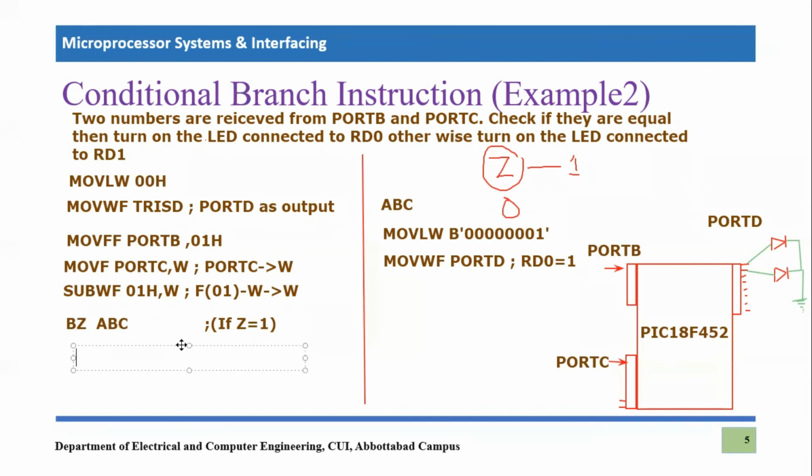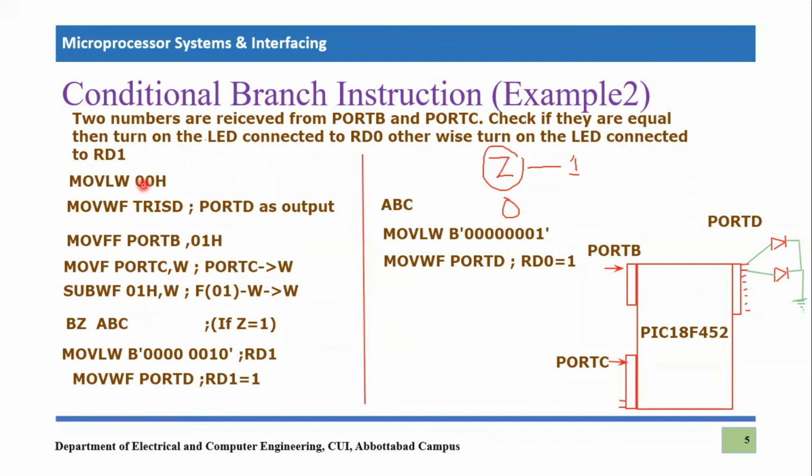That means we will turn on this second LED. So how will we turn on this LED? Move literal to working, binary 00000010, sorry, not 110. That means this time it refers to RD1, right? Because this zeroth bit is not high, but RD1 is high. And we will move this data to port D, and in this way RD1 will become equal to 1, which means the second LED will turn on.